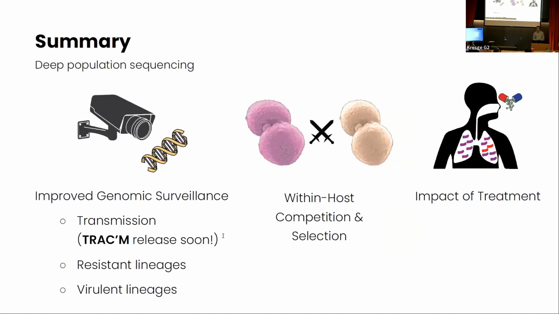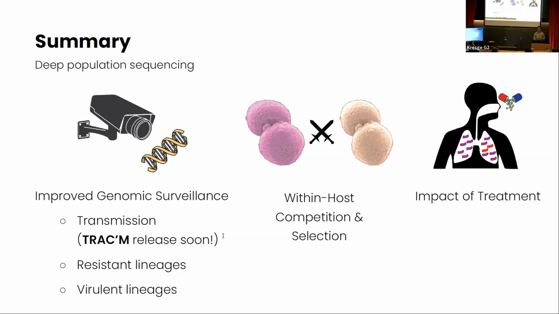So thanks very much. That was a bit of a quick tour about the kind of stuff I use within host diversity for. So hopefully I've convinced you that by looking at deep sequencing and deep population sequencing, we can do an improved job of genomic surveillance, and that TRACM, which I'm hoping to release publicly soon, is a useful tool to do this.